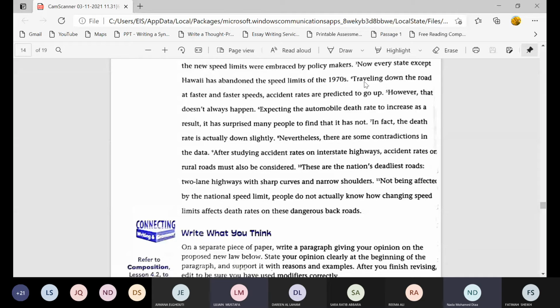Traveling down the road at faster and faster speeds, accident rates are predicted to go up. The accident rate, are we traveling down the road? No, not the cars. People, because the cars do not travel alone. So traveling down the road at faster and faster speeds, we noticed that accident rates are predicted to go up. Yes, dear.